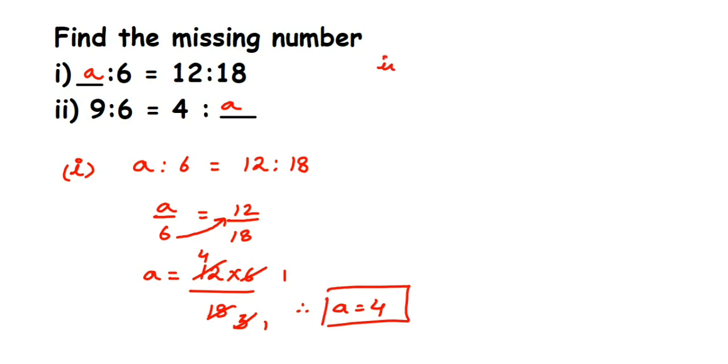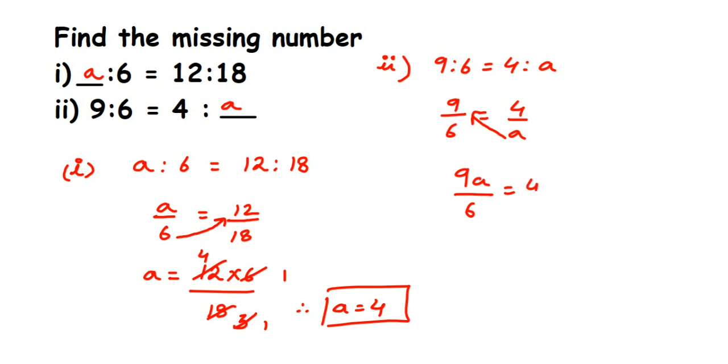we have 9 is to 6 is equal to 4 is to a, which means 9 by 6 will be equal to 4 by a. Again cross multiply. See here I want a value, but a is in the denominator. I want a to be in the numerator. So I'm going to do one thing. I'm going to transpose a to the numerator on the left hand side. So it will be like 9a by 6 is equal to 4. Or you can do one thing. You can transpose 6 also along with it. I'm going to transpose this 6 to the other side. So 9a is equal to 4 multiplied by 6.